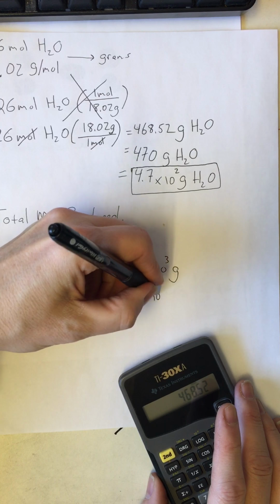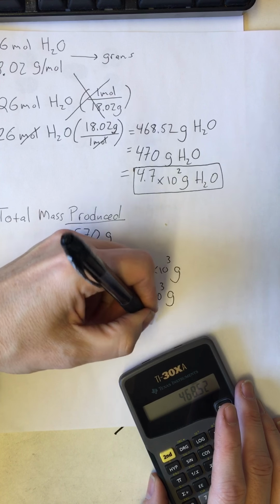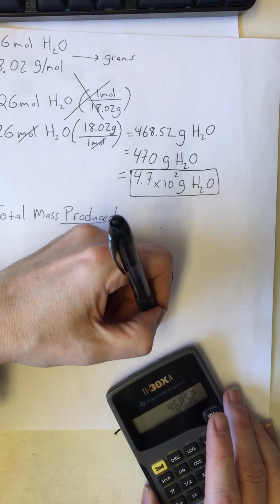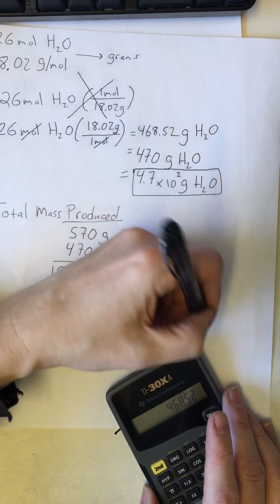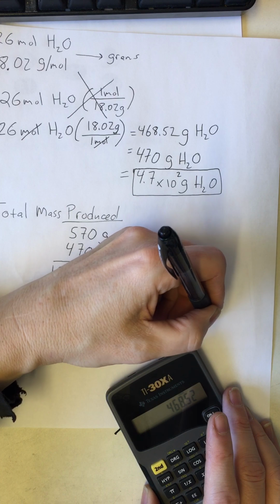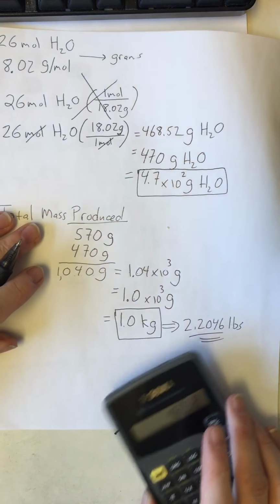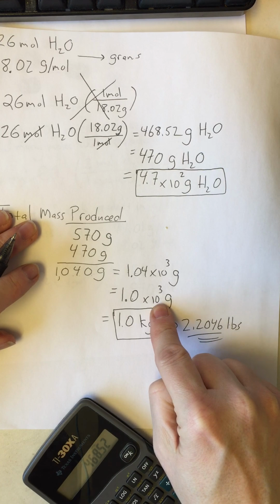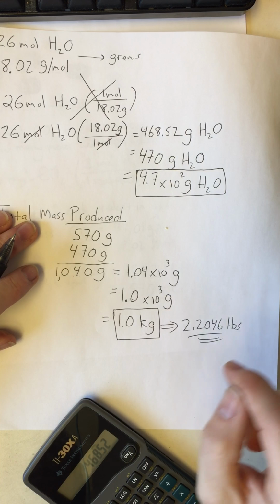Now, remember 10 to the 3 is kilo, right? So we could also write this as 1.0 kilogram. We could also convert that into pounds. 1 kilogram is approximately 2.2 pounds, so you would even know how many pounds that is. Of course, that's just for fun there. But the idea would be that this total mass would be around 1,000 grams. 1 times 10 to the 3 is 1,000 grams.